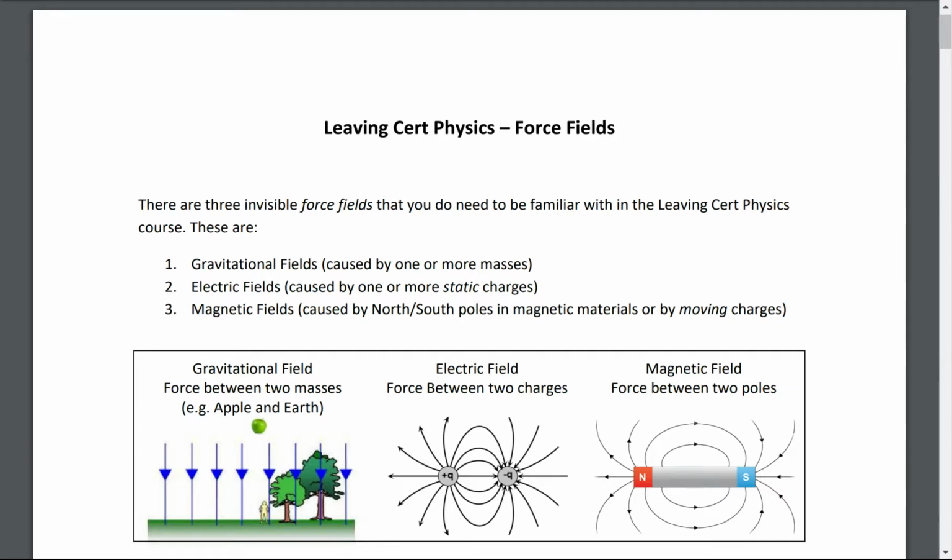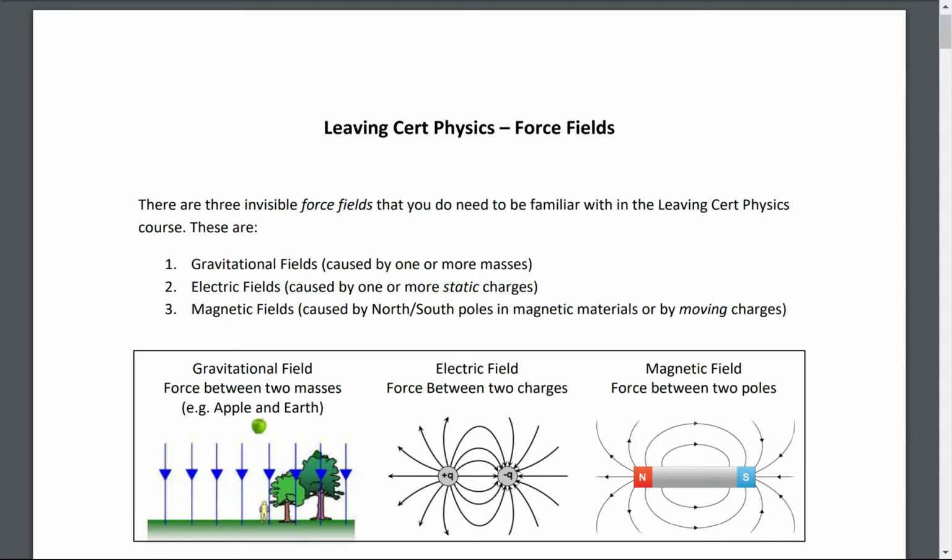So you can think of it, there are three invisible force fields in your course in particular that we're talking about. These are areas where an invisible force is felt for some reason, and we're going to go into those three reasons now. The first one is a gravitational field, and that's caused by one or more masses. You've got two masses, and in theory, any two masses anywhere in the universe are going to exert some force on each other, and that's called gravity.